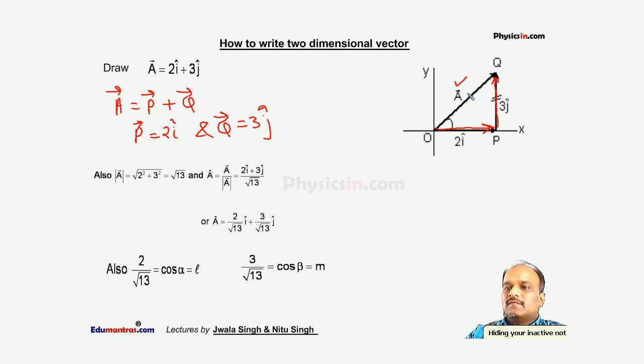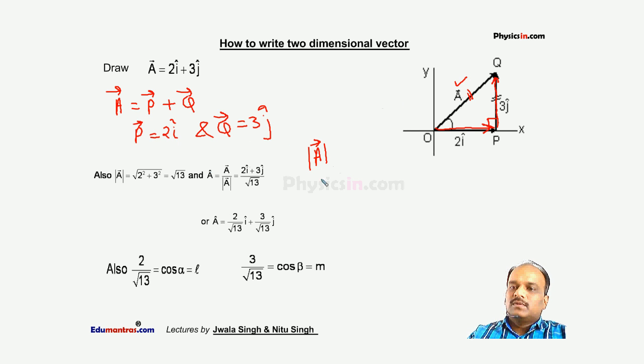Now the length of this vector A, the length of this vector A means mod of vector A is equal to, this is 2 and this is 3 and this is 90 degrees. So we can say this is equal to root over 2 square plus 3 square. It will give me root 13, which is the magnitude of vector A.